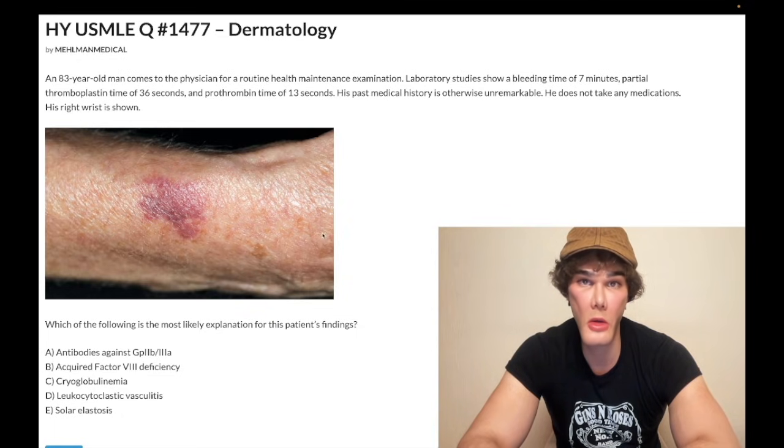His right wrist is shown. We have what appears to be a purpuric or ecchymotic lesion here. Which is the following most likely explanation for the patient's findings? Choice A, antibodies against glycoproteins 2B3A, is wrong. This is the mechanism for ITP, idiopathic/immune thrombocytopenic purpura.